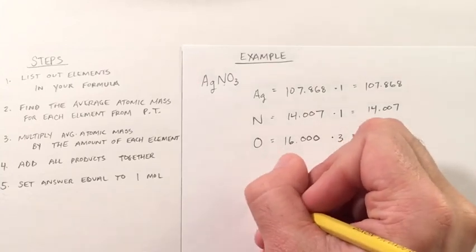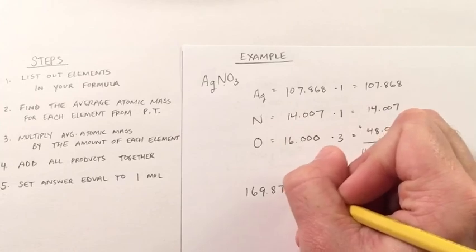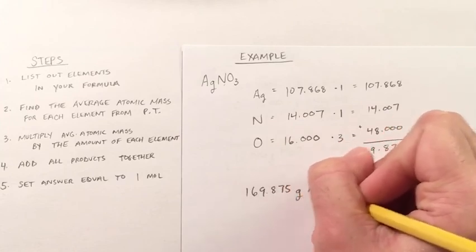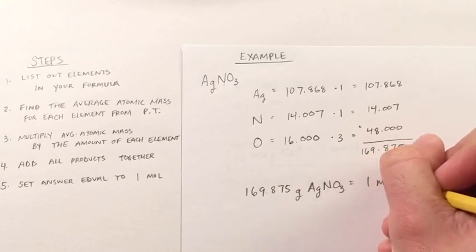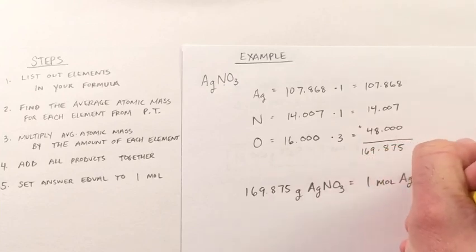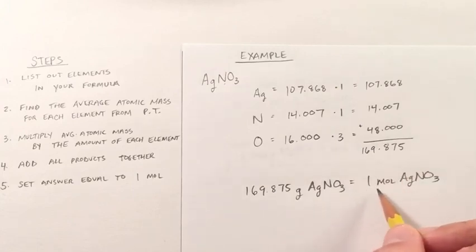So our number 169.875, this is grams of silver nitrate, AgNO3, is equal to 1 mole AgNO3. No matter what this number is here, it's always going to be equal to 1 mole of our formula.